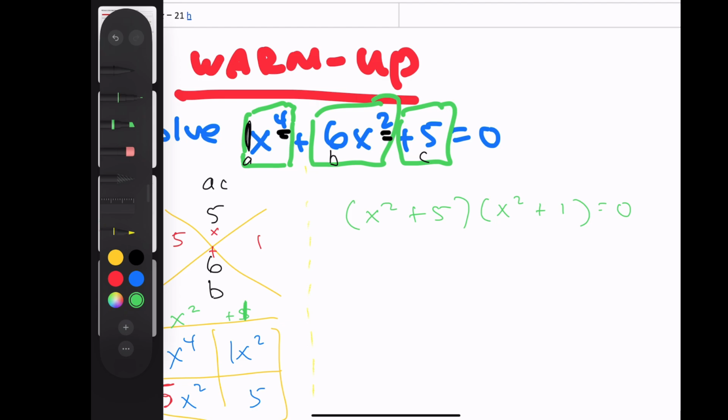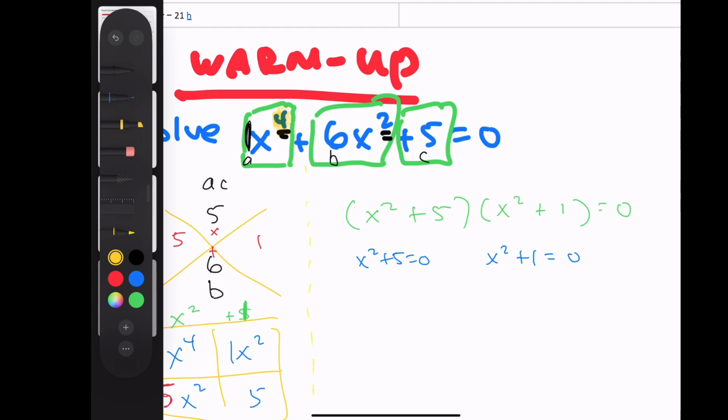Class, how do you solve? You set it equal to 0. All right, take another 60 seconds with your partner. Go ahead and solve both of those. I want to make sure you understand. Class, how many answers will you have at the end? You will have 4. Do you see how it says x to the 4? That's telling you how many answers.